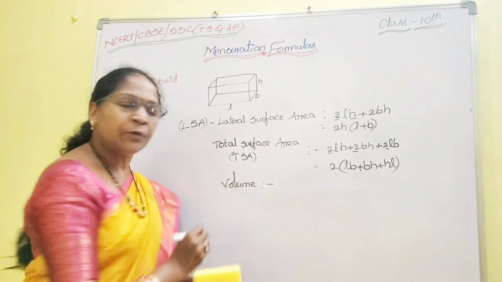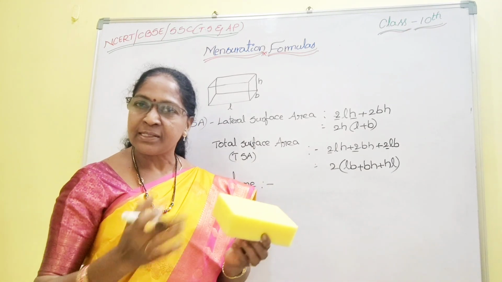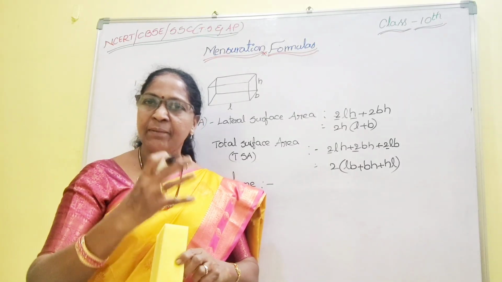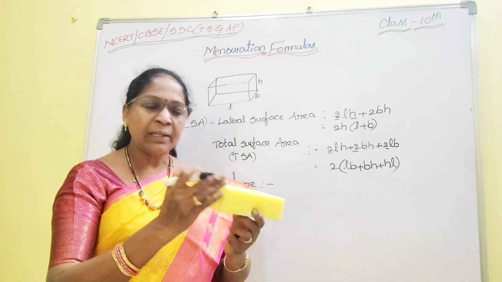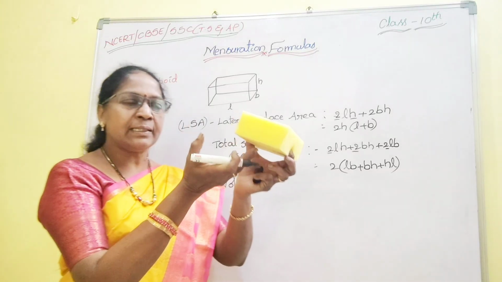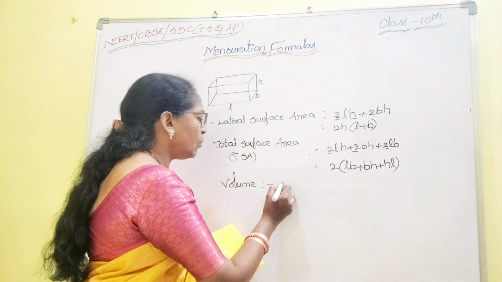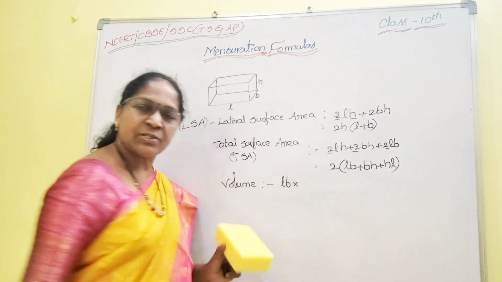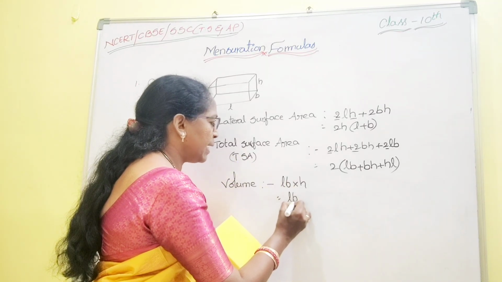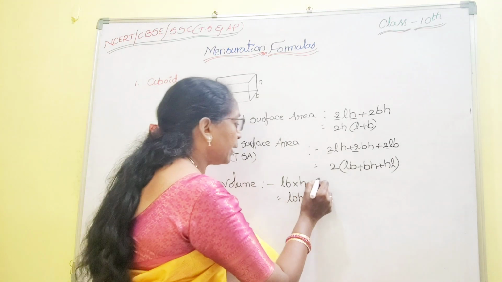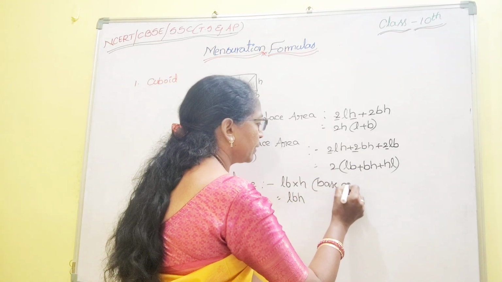Next, volume of the cuboid. What is the volume of the cuboid? Volume is nothing but base area into height. Here 3 dimensions will be multiplied. The base is in rectangle shape, so the area of the rectangle is L into B, multiplied by height H. So this can be written as LBH. Simply you can remember: base area into height.